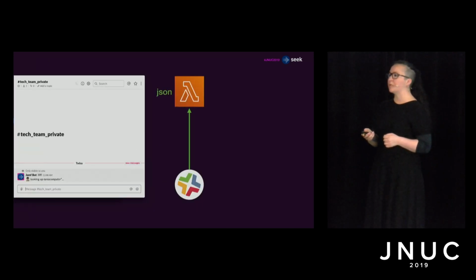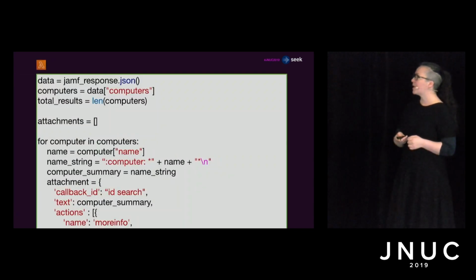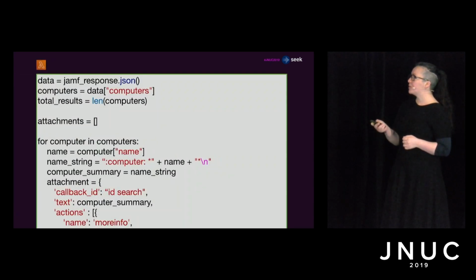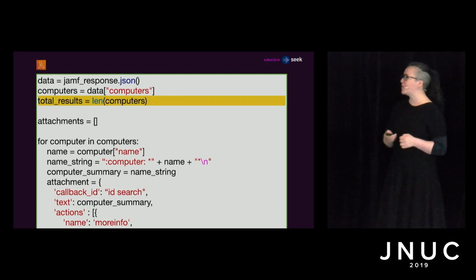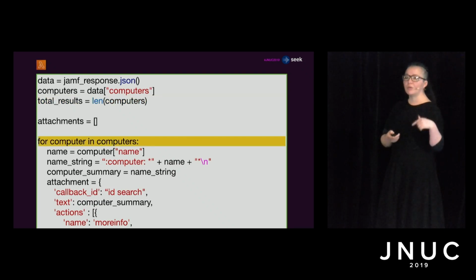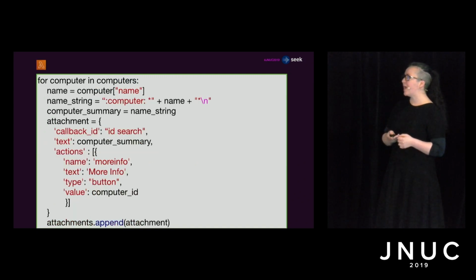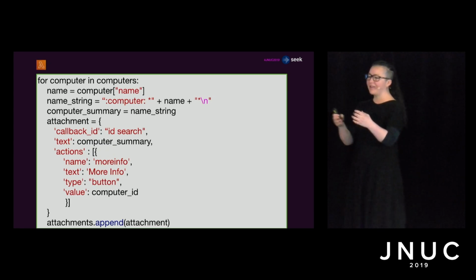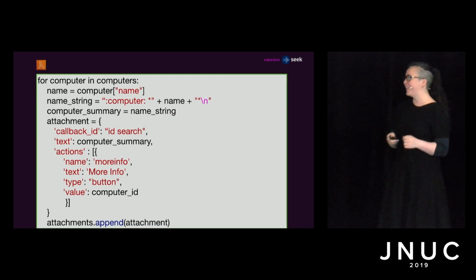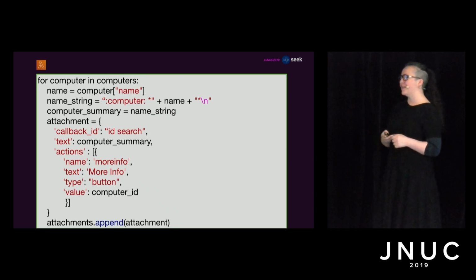And Jamf responds with a whole bunch of JSON data. From the result, our function is going to find out how many computers match that search string, and then it's going to loop through each computer and create an attachment array. I'm not going to go into how to create the response for Slack. That's like a whole other session. But I will be providing this example code so that you can build your own on my website.